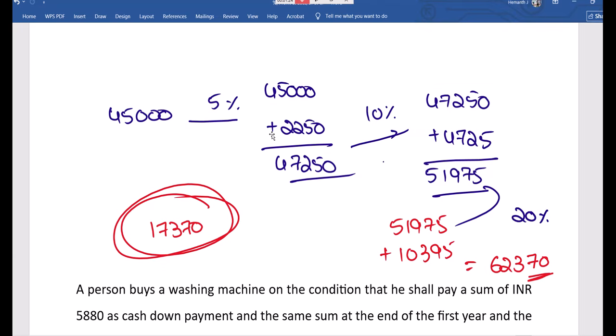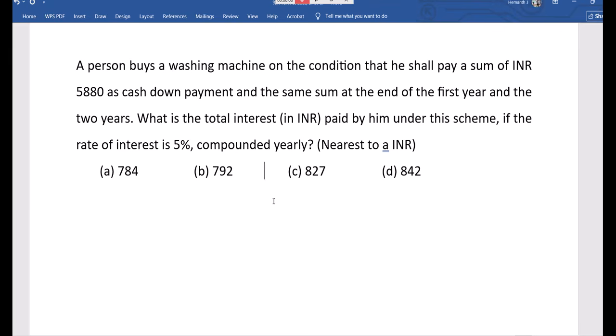Now let us see the next one. This is a good question, similar to EMI. EMI is paid monthly, but here we pay annually instead. Generally, when people buy a TV or bike, they pay an initial down payment. Here also 5,880 down payment is given. Then at the end of the first year 5,880, and the second year also they paid. Then the amount is cleared and the scheme rate of interest is 5%.